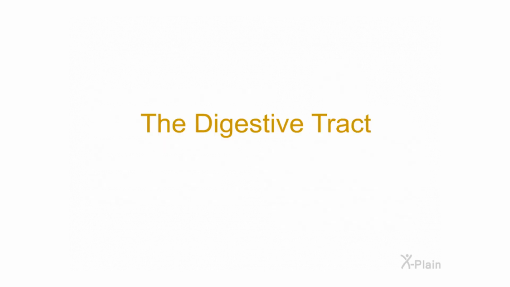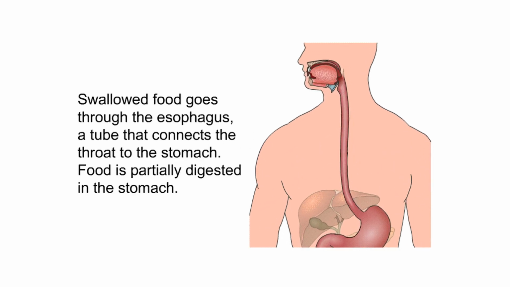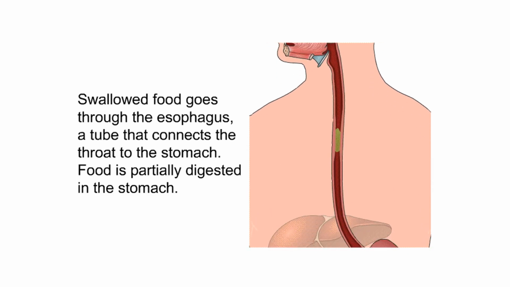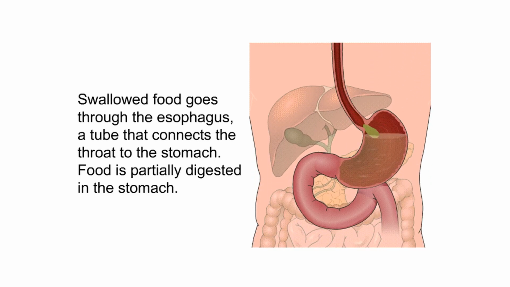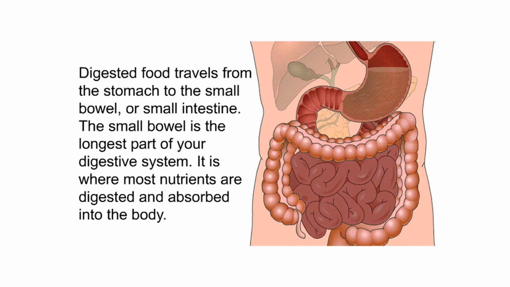The digestive tract. The digestive tract is made up of organs through which food and liquids pass. The small bowel is part of the digestive tract. Swallowed food goes through the esophagus, a tube that connects the throat to the stomach. Food is partially digested in the stomach. Digested food travels from the stomach to the small bowel or small intestine. The small bowel is the longest part of your digestive system. It is where most nutrients are digested and absorbed into the body.